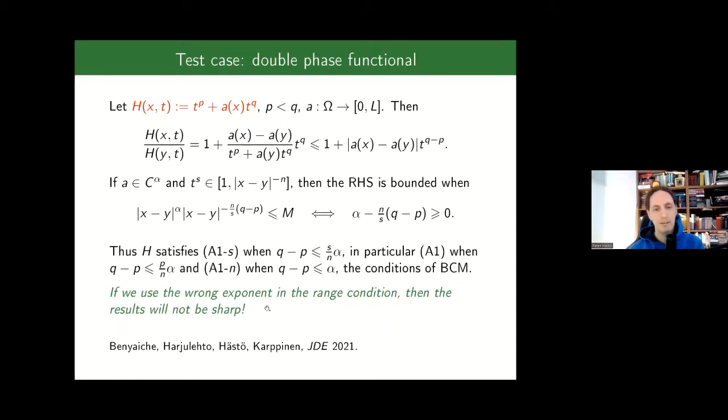So here the point is that if this s is not correct, then we will not get sharp results. And this was studied for this general Orlicz case in this paper, and also in a previous paper with Peter Hästö and Mi-Kyung Lee.